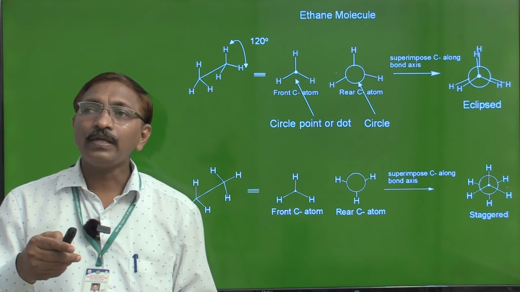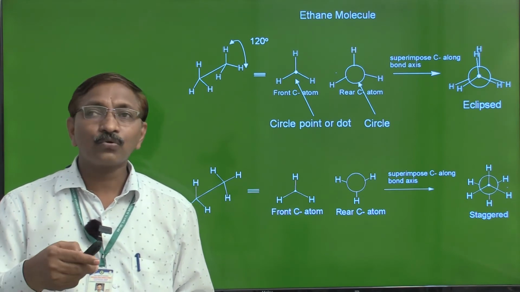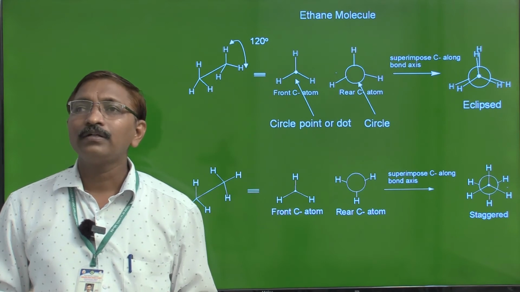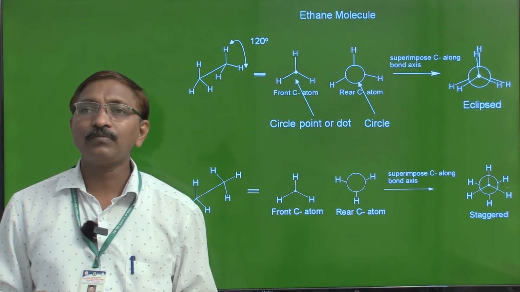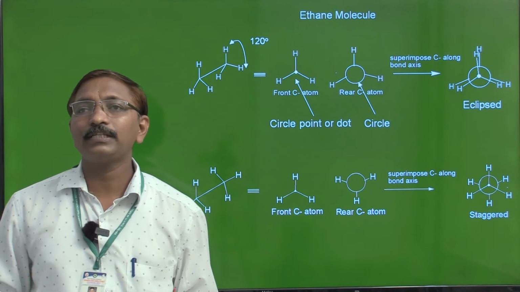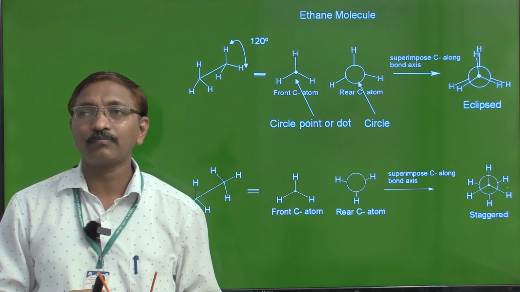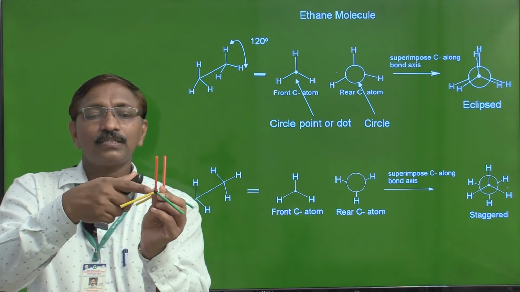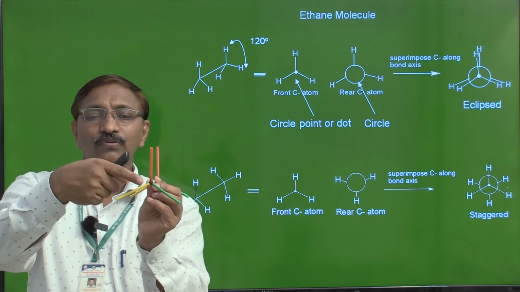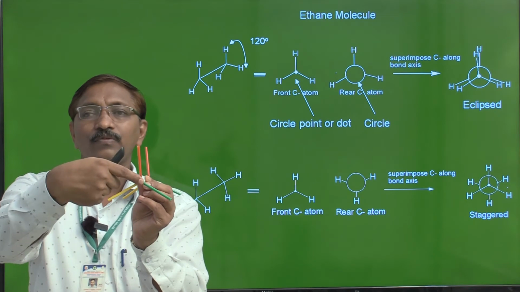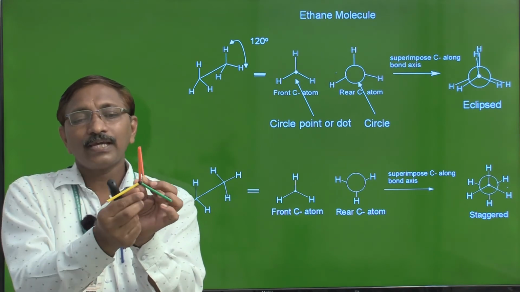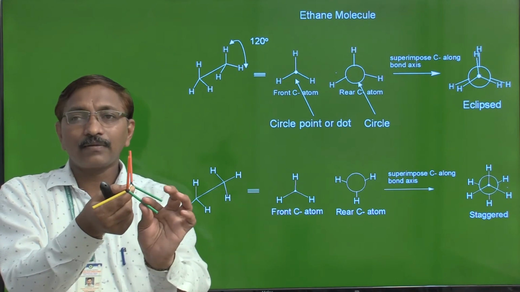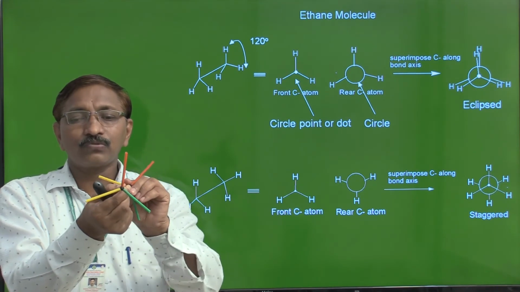Now when we rotate the rear carbon atom, what will happen? Again we observe one more conformation that is represented in the Newman projection formula. It is called the staggered conformation. So what happens when we rotate? Now if you observe, this is the central carbon-carbon bond axis, viewed from your side, and we can rotate the rear carbon atom. We fix the front carbon atom and rotate the rear carbon atom through 60 degrees.